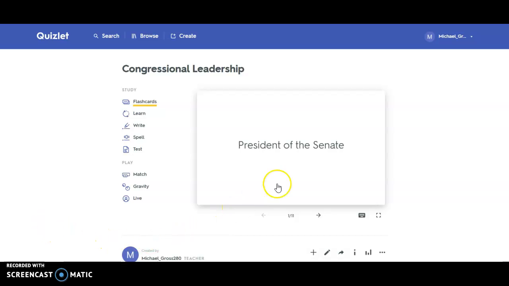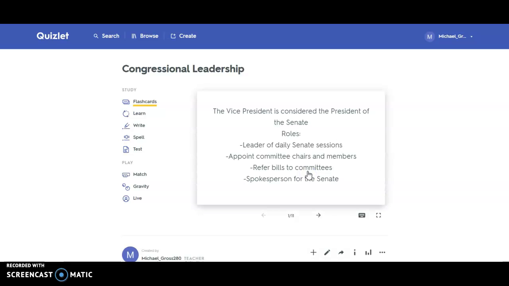So our first term is the President of the Senate. And this is the role the vice president serves. So the vice president is considered the president of the Senate, and our current vice president is Mike Pence. So his role, in addition to being the vice president, is to be the leader of the Senate. What he does in this role is lead daily Senate sessions. So anytime that the senators are together, he leads that.